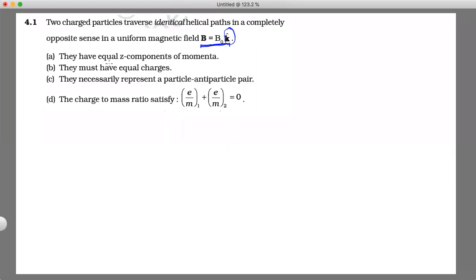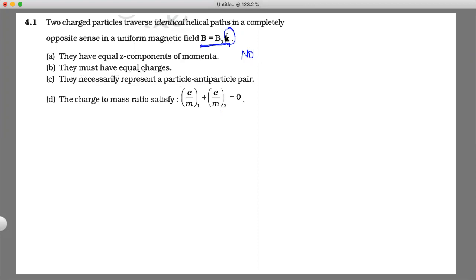The first one is, if they have equal Z components of momentum. Can that be true? See, this cannot be true. Why? Because if they had the same component of momentum in the Z direction, then they will not be exactly identical. Completely opposite sense won't be true. It would be true in the same sense, right? So this is definitely not true.